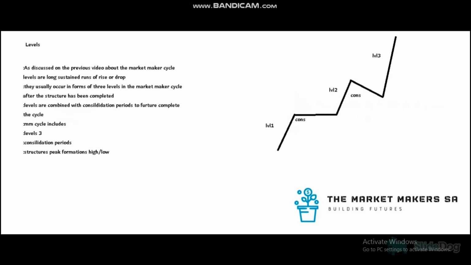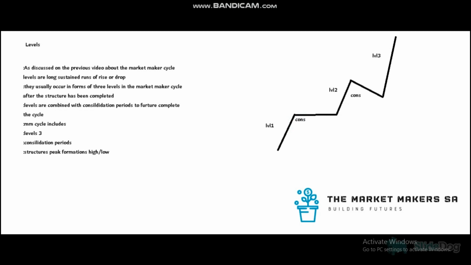Once again, our standard market maker cycle is level 1, level 2, level 3: one sustained run of rise or drop, a second sustained run of rise or drop, and a third sustained run of drop after consolidation. If you want to have a full gauge of what we're learning today, I would advise that you go back and watch our market maker cycle video so you can understand what is actually going on. Number 3 is levels.